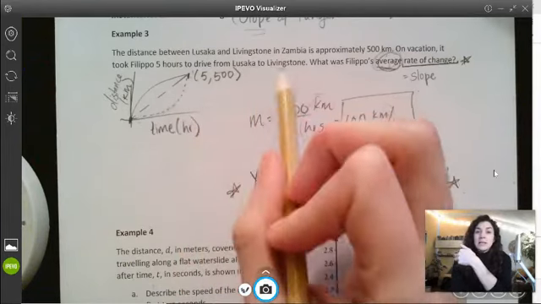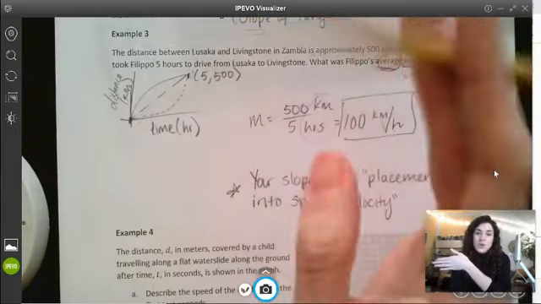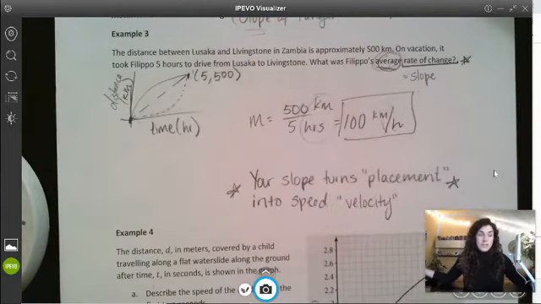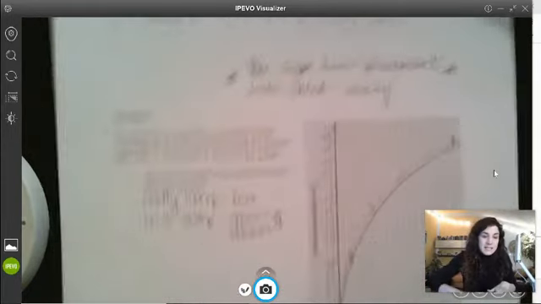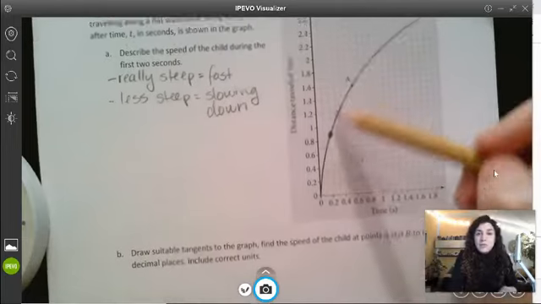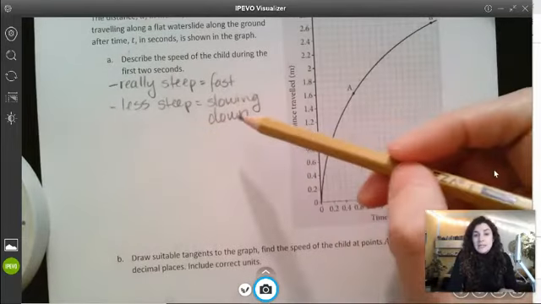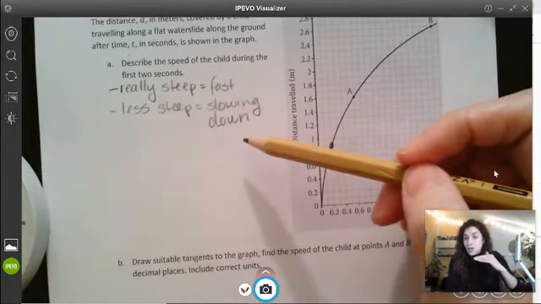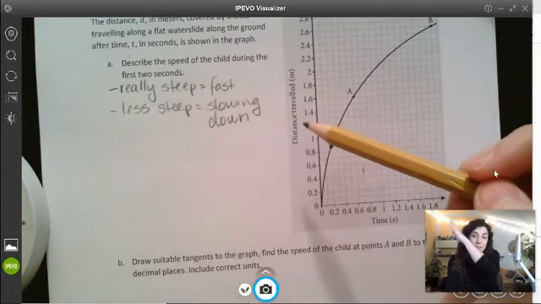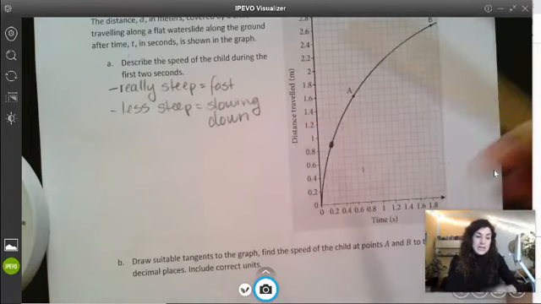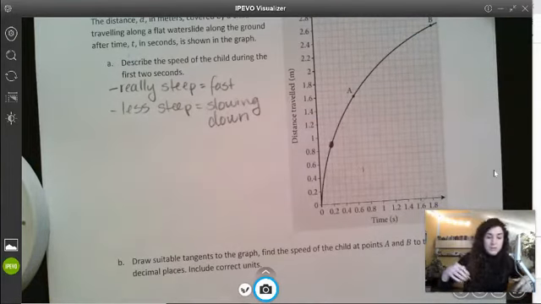So maybe Livingstone is a city. And when you get to a certain point, there's lots of highways that zoom into the city. And so maybe that's what that is representing. I don't know, but that's the idea here: more steep equals going fast. When it's less steep, it equals slowing down. Or if it starts off not very steep, then it's slow, and then if it gets steeper, then it's going faster. So connecting that idea of slope and speed.